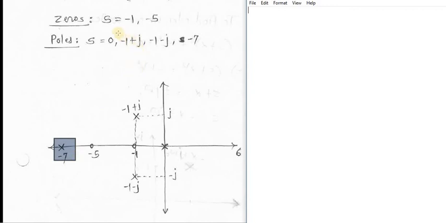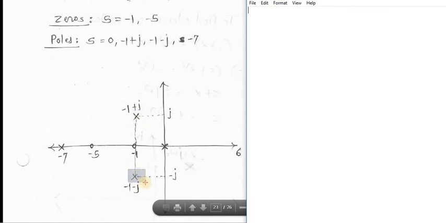Now we want to plot the other remaining two poles, minus 1 plus j and minus 1 minus j. Look at this, minus 1 plus j can be located over here and is plotted with the notation cross. Minus 1 minus j can be plotted over here.